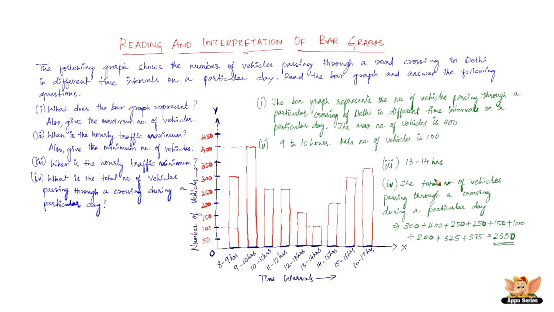So the total number of vehicles passing through a crossing during a particular day is 300 plus 400 plus 250 plus 250 plus 150 plus 100 plus 200 plus 325 plus 375, which equals 2350. So this is the way we read and interpret a bar graph.